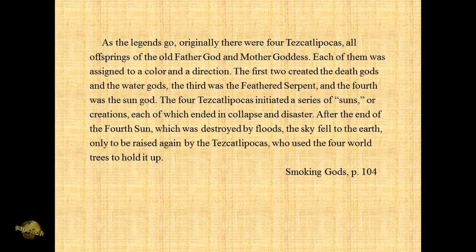As legends go, originally there were four Tezcatlipocas, all offspring of the old father god and mother goddess. Each of them was assigned a color and a direction. The first two created the death gods and the water gods, the third was the feathered serpent, and the fourth was the sun god. The four Tezcatlipocas initiated a series of suns or creations, each of which ended in collapse and disaster. After the end of the fourth sun, which was destroyed by floods, the sky fell to the earth, only to be raised again by the Tezcatlipocas, who used the four world trees to hold it up.